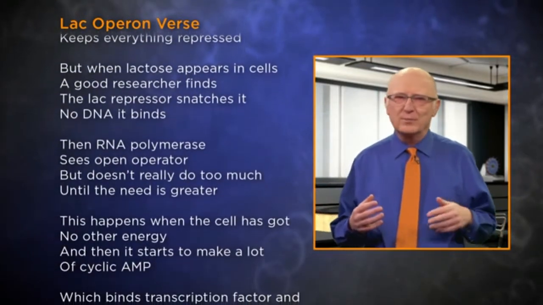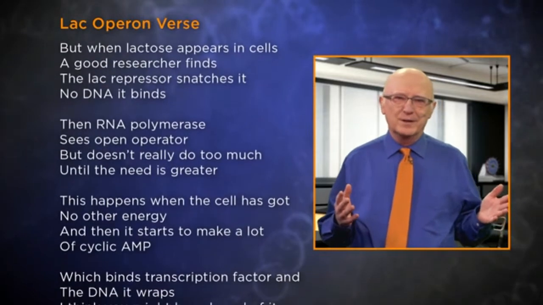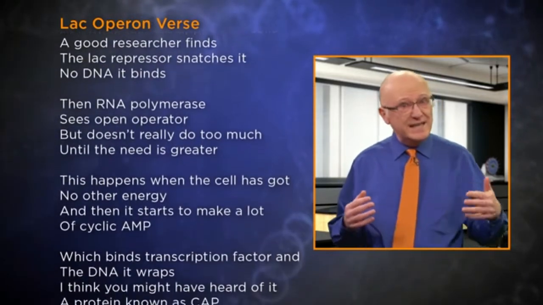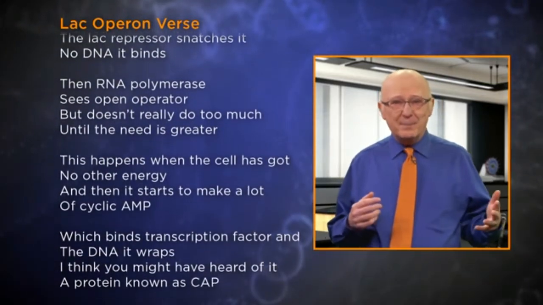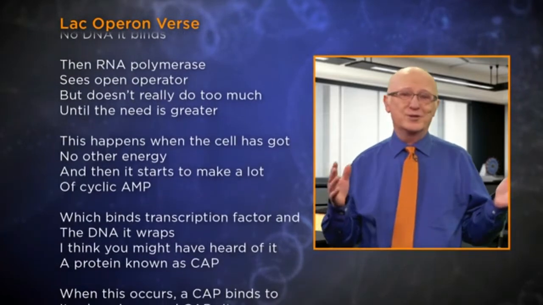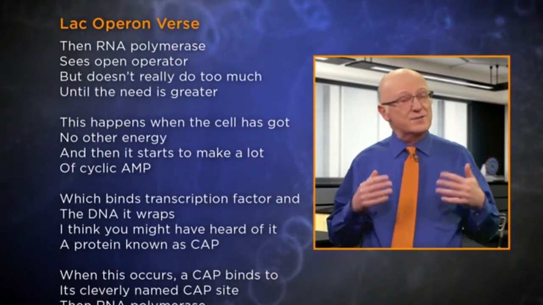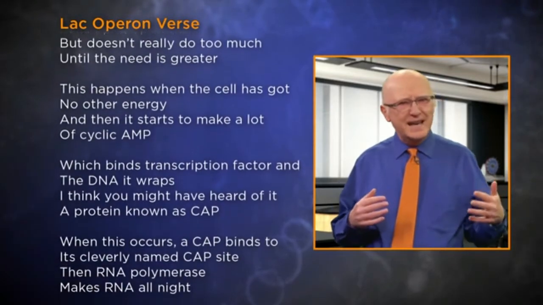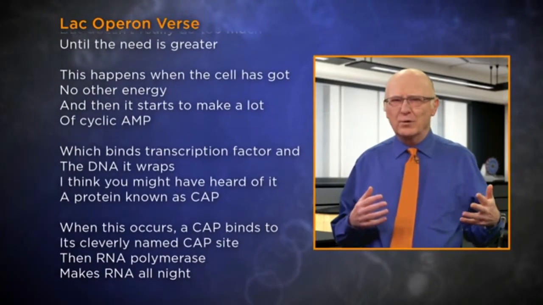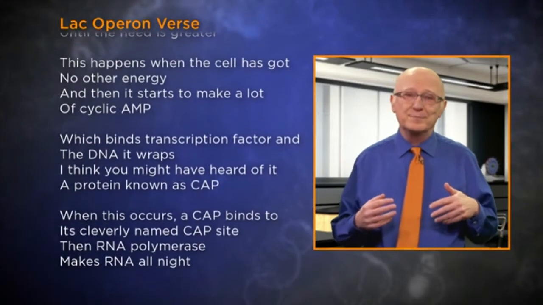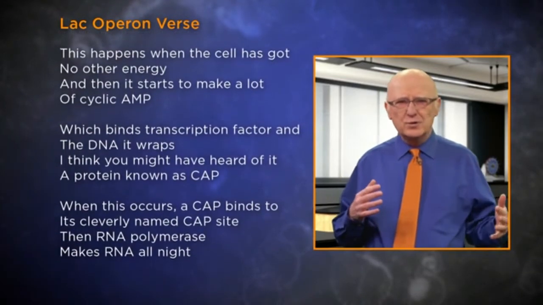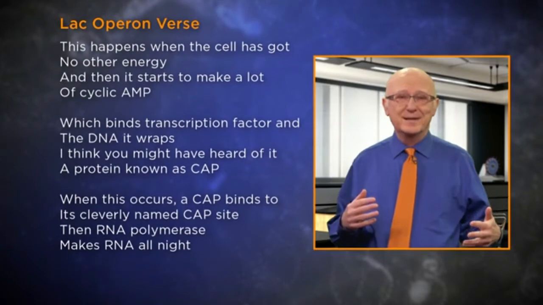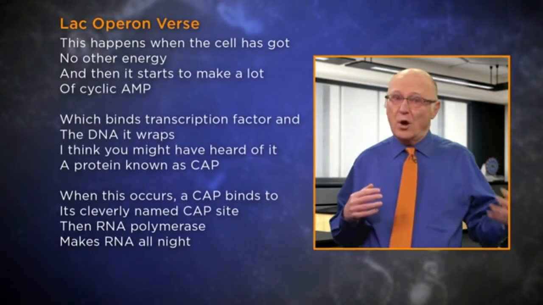Then RNA polymerase sees open operator, but doesn't really do too much until the need is greater. This happens when the cell has got no other energy, and then it starts to make a lot of cyclic AMP, which binds transcription factor and the DNA it wraps. I think you might have heard of it, a protein known as CAP. When this occurs, CAP binds to its cleverly named CAP site. Then RNA polymerase makes RNA all night.